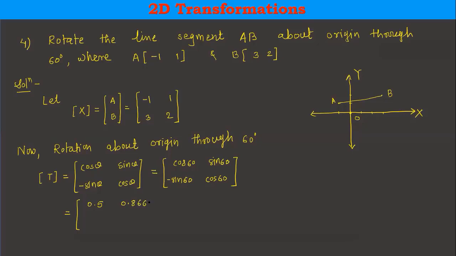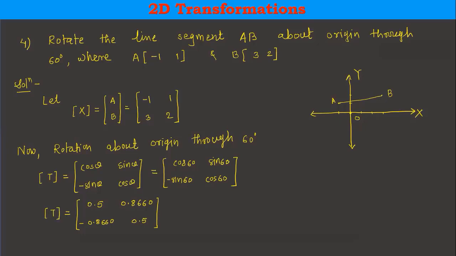0.8660 up to the 4 decimal places. Then minus sin 60. So sin 60 is 0.8660. That means minus sin 60 is equal to minus 0.8660. Okay, so this is our sin 60, and then cos 60 is again 0.5. Right, so this is our matrix T, the transformation matrix T.